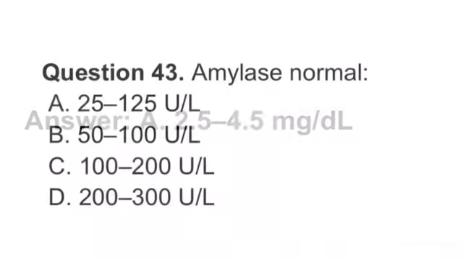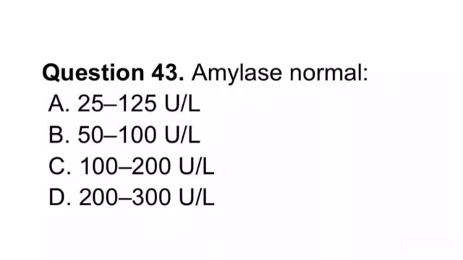Question 43. Amylase normal. A. 25 to 125 U per liter. B. 50 to 100 U per liter. C. 100 to 200 U per liter. D. 200 to 300 U per liter. Answer A. 25 to 125 U per liter.